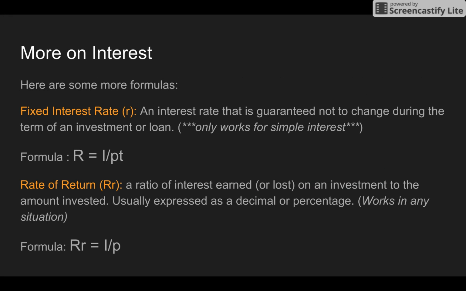Here are some more formulas on interest. Fixed interest rate: an interest rate that is guaranteed not to change during the term of an investment or loan. And this only works for simple interest. The formula for fixed interest rate is R equals I over PT. The rate of return is the ratio of interest earned or lost on an investment to the amount invested. Usually expressed as a decimal or percentage, it works in any situation. The formula for rate of return is R subscript R equals I over P.